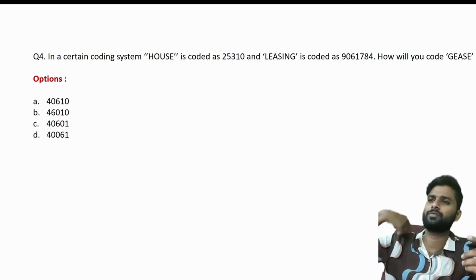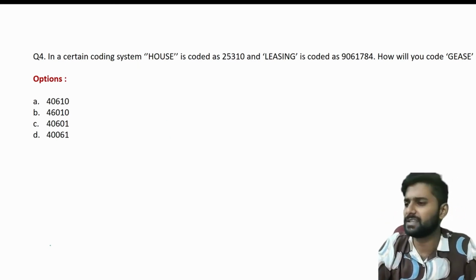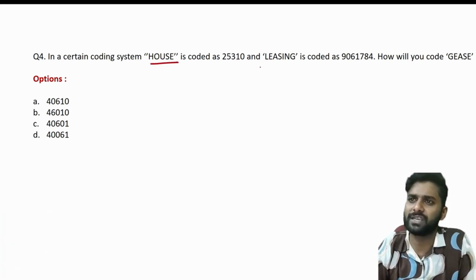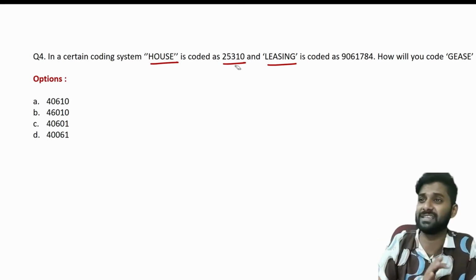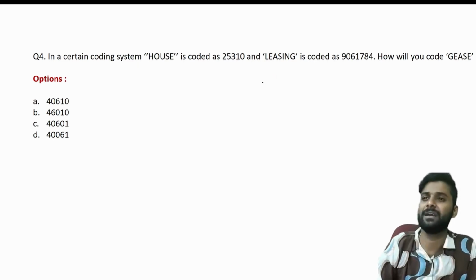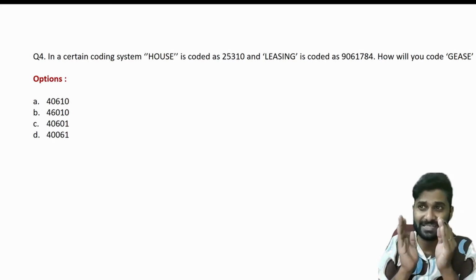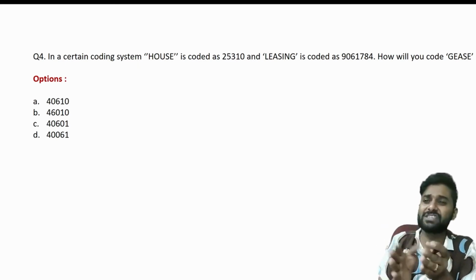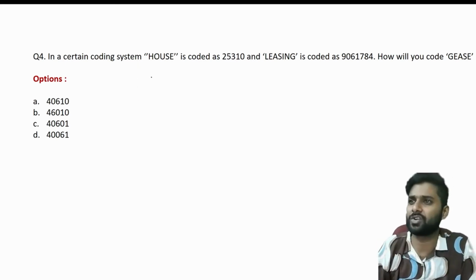Now see, a question from coding and decoding. Guys, here there is one logic you should identify in this question. Here the word is house, and here the word is leasing. We have a number, and there are an equal number of letters and digits, so definitely each and every letter is represented by one specific digit. But don't consider it directly. Let us check if any letter is common in both the words.